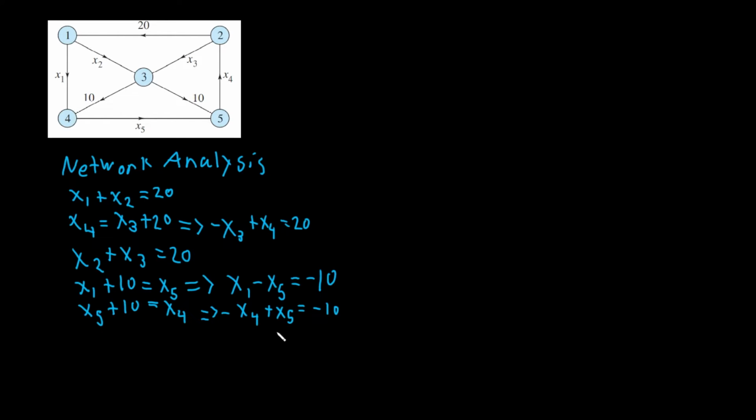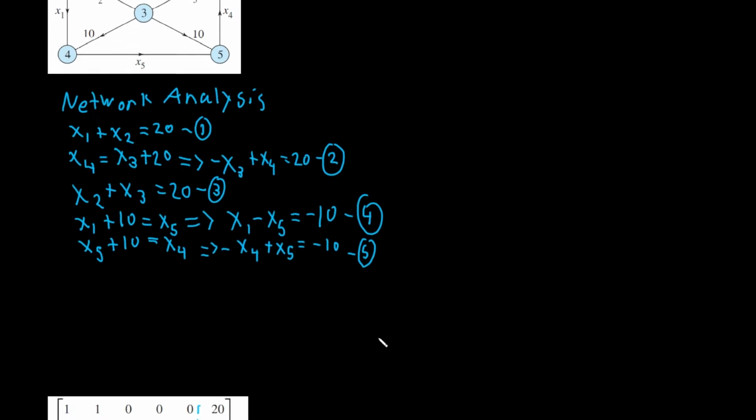So now, these are our 5 equations. This is the first equation, this is the second equation, this is the third equation, this is the fourth equation, and this is the fifth equation. So using these equations, we have a system of equations that we can solve for x1, x2, x3, x4, and x5. Taking these equations and putting them into a matrix gets us the following matrix.